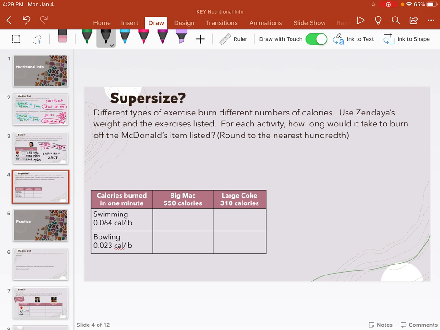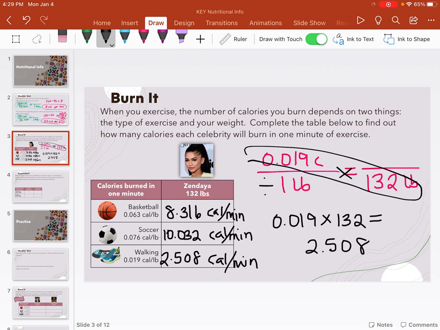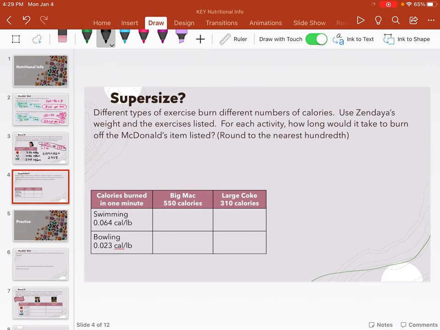So it looks like we're eating a Big Mac and having a large Coke. And we are seeing for Zendaya how long it would take her to burn off the Big Mac and the large Coke if she was swimming and if she was bowling. So this is kind of like 2 steps we have to do. First thing I have to do is find how much she's going to burn every minute. Just like we did on the last slide for the burn it slide, we're going to do the same thing here because these are 2 new exercises. So for swimming and for bowling, we're going to find those out first.